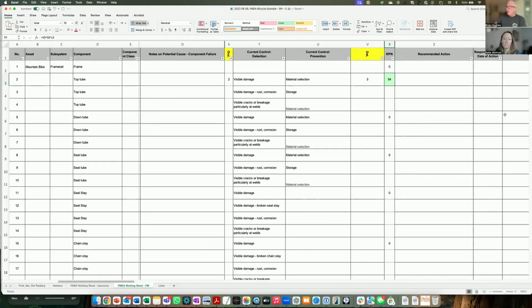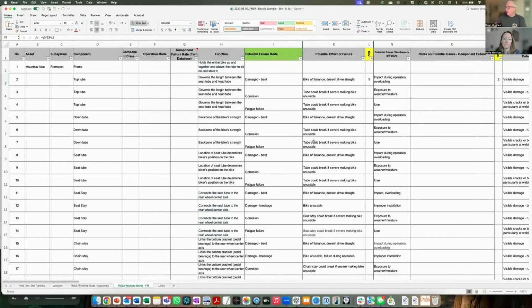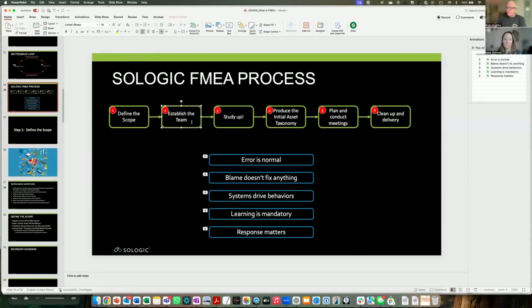Okay, so then, all right, so scope. After that, establishing the team. For our mountain bike example, Katie, remembering what I said, that usually there's 3 or 4 people that provide 85, 90% of all the information, who might we want on a team for the mountain bike?